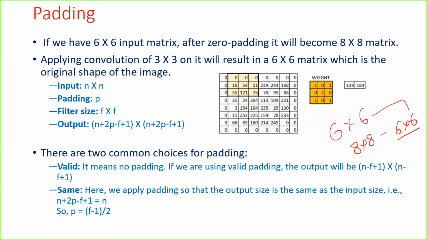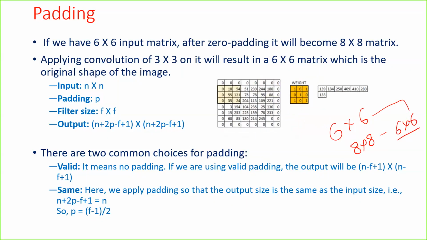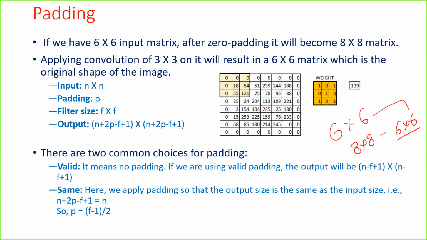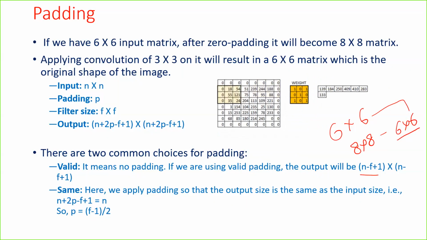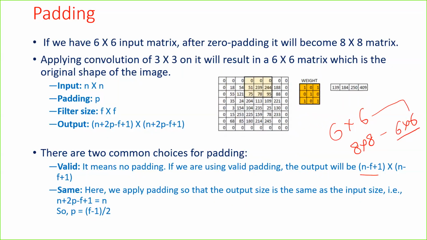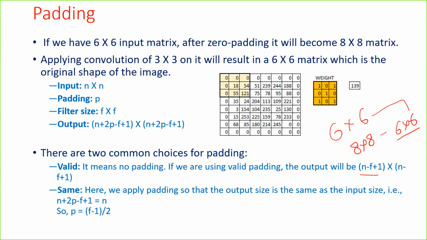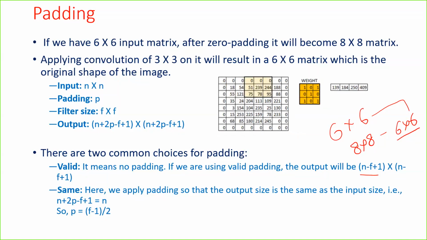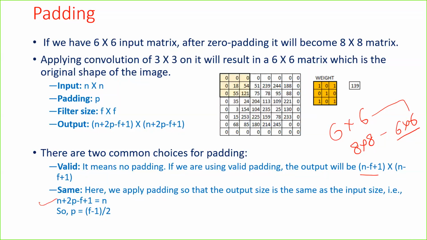One is valid padding. It means no padding. So if we use the valid padding, the output size will be n minus f plus 1 by n minus f plus 1. The other one is the same. It means you select the size of the padding in such a way that the output image size is equivalent to the input image size. It means you want n plus 2p minus f plus 1 to be equivalent to n, right?